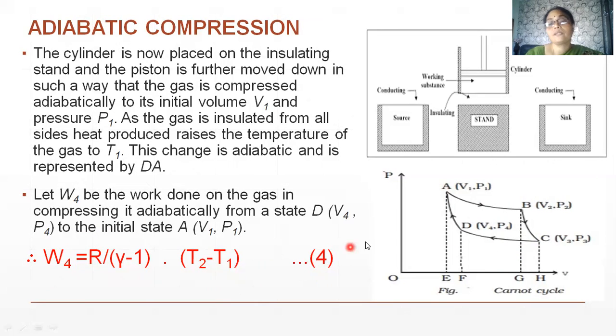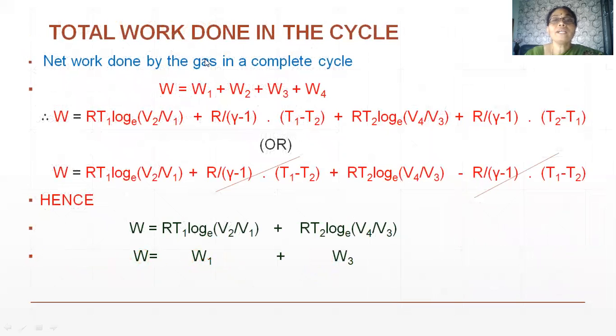Now let's calculate the total work done by the heat engine by making use of this Carnot cycle. So total work done in the cycle, W is equal to W1 plus W2 plus W3 plus W4. Putting all the expressions together, we can write it like this. Plus R by gamma minus 1 into T2 minus T1, or we can write it as minus R by gamma minus 1 into T1 minus T2.